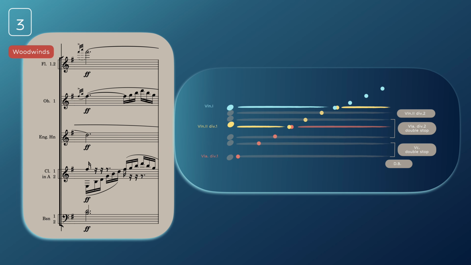Let's go back to the first fast ascending line and look at the woodwinds. The flutes continue with the melody on the top. The oboe doubles the first violins. English horn. Clarinets split the melody. 2 bassoons.